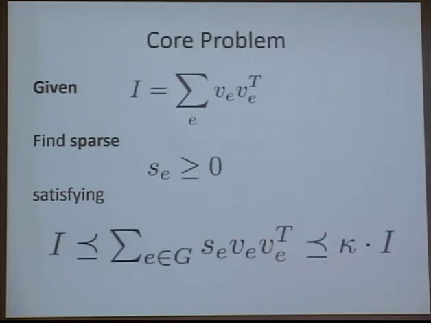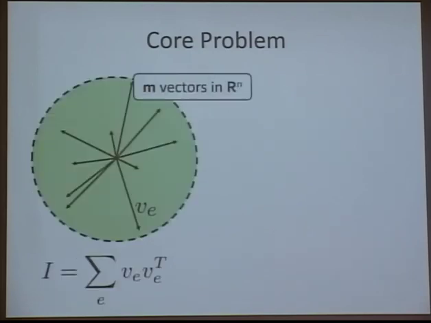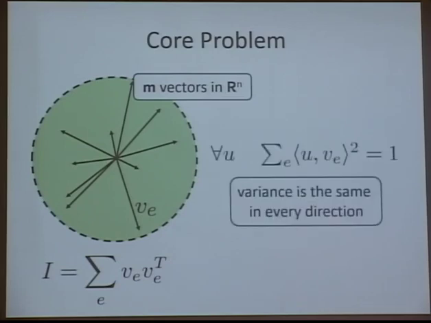Given a decomposition of the identity, find a sparse set of non-negative scalars such that this reweighting also approximates the identity. Geometrically, what this problem looks like is you're in R^n, you're given m vectors, some v sub e, and they add up to the identity. What that means is that the second moment in every direction is equal to 1. So if I look at any unit vector u and I look at the sum of u inner product v squared, I just get 1. I'm trivially writing this down in different language.